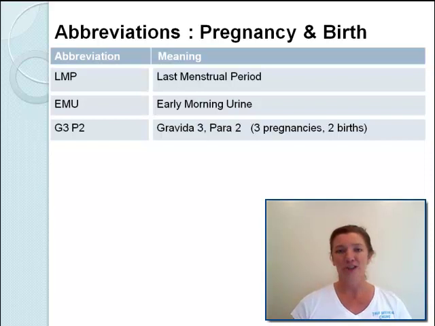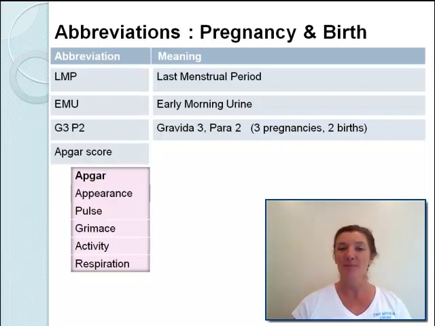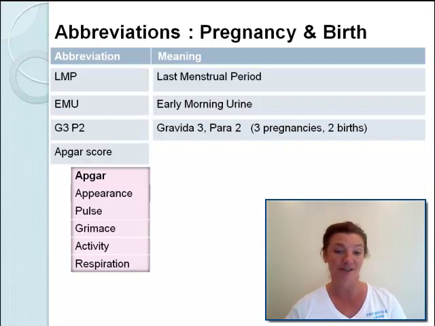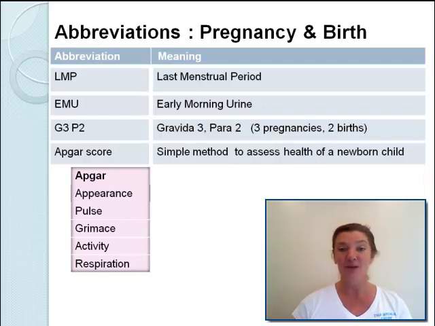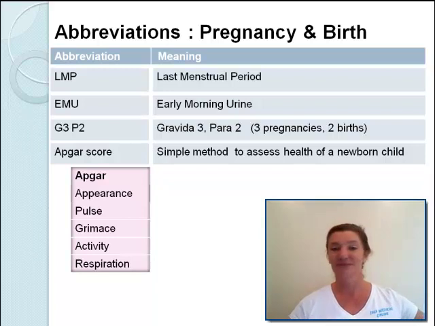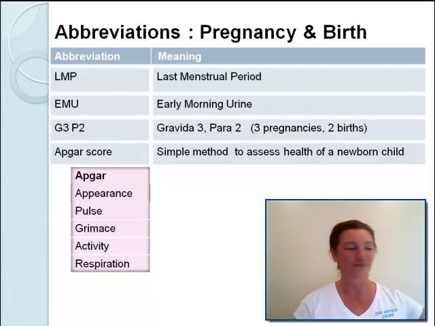When you have a child, the doctors perform something called an APGAR score. An APGAR relates to the appearance, pulse, grimace, activity and respiration of a child. It's a simple method to assess the health of a newborn child. Depending on the APGAR score will depend on whether your baby needs to go to intensive care or not. And on that note, I have a picture for you.